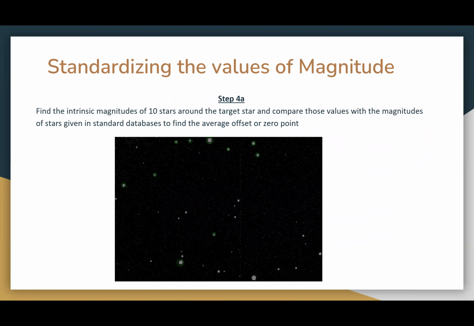Since the intrinsic magnitudes are true only for our telescope, we have to standardize them by adding a zero point. To do that, we chose 10 random stars near our target. We didn't check whether they are variable stars or not. There are 10 random stars, so there might be an error in it. So we found the intrinsic magnitudes of these 10 stars, compared them with the standard values, and found the zero point.